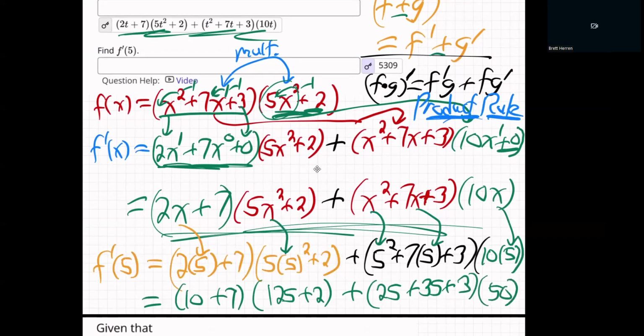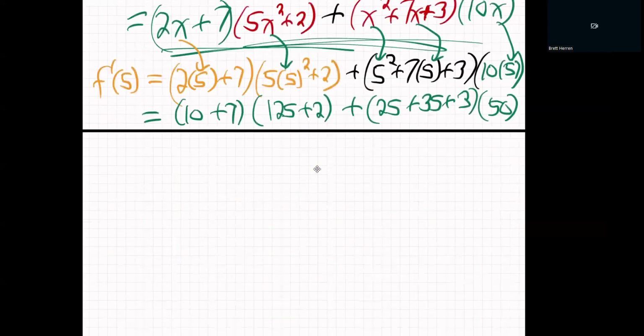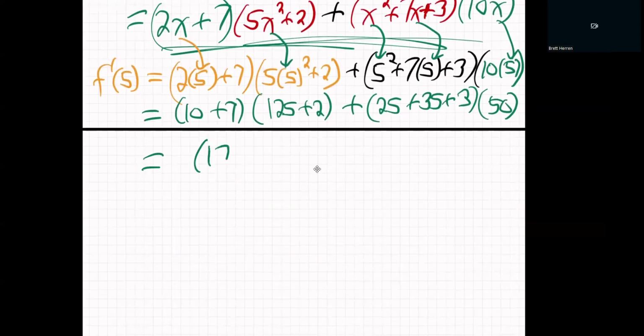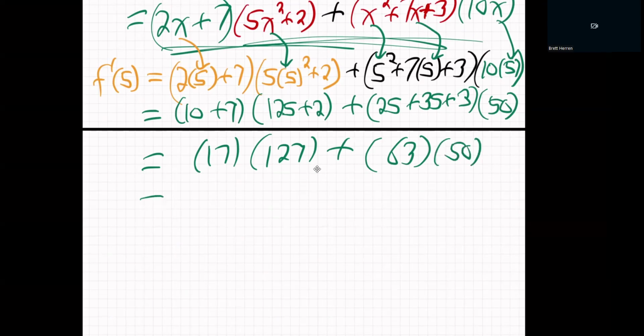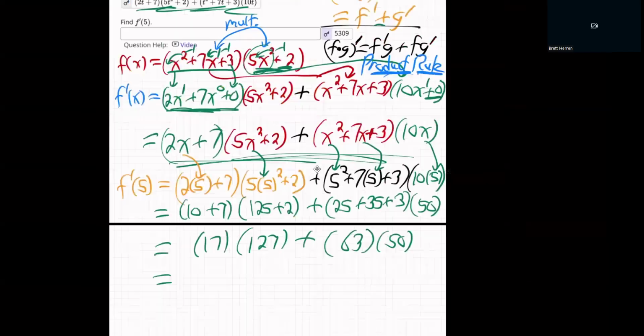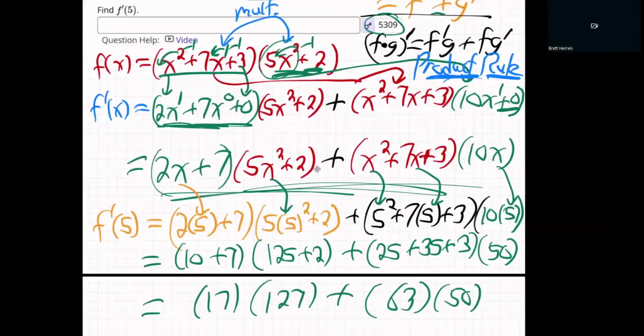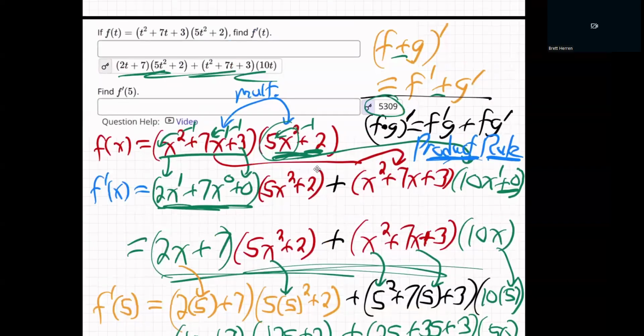This is 50. And again, just type it into Desmos, but I'll keep going. 17 times 127 plus, what's that? 50, 63, I think. No, that's, yeah, that is right. Times 50. And that's as far as I can go by hand. Just hit the buttons. I guess you'll get 5309. And so there we go. So it's all about the product. There we go.